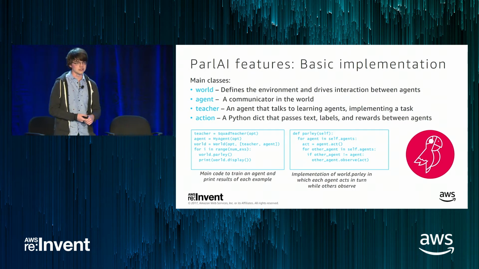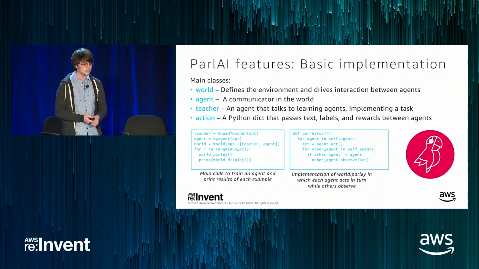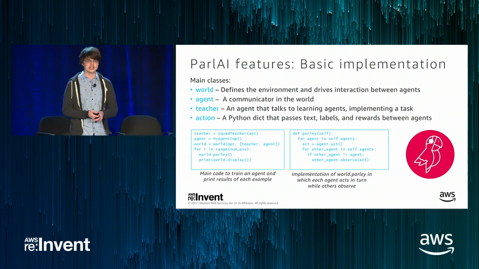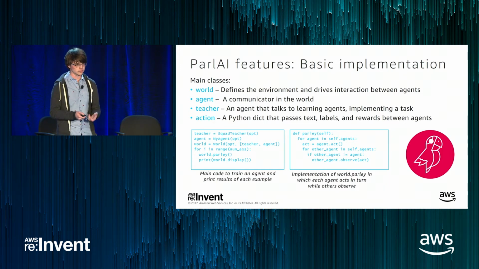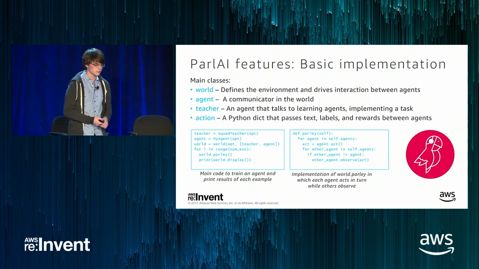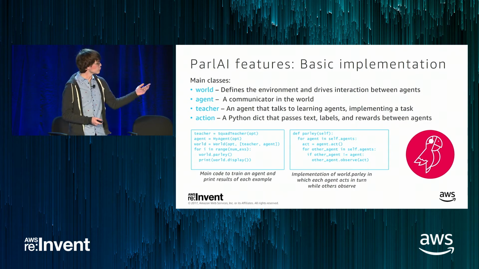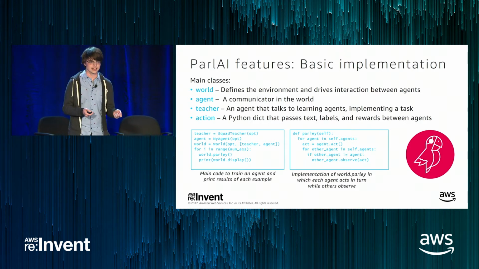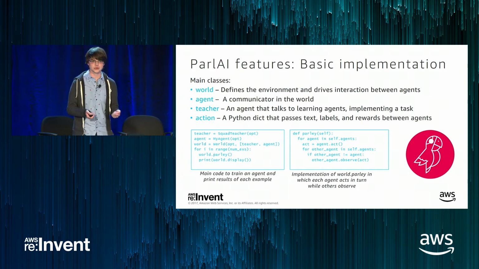As far as the actual implementations that we use, we can have a simple code on the left-hand side, which is just training a model. You instantiate your teacher and the agent that you have worked on, and then you put them in a world and you have the world parlay. And every single time the world parlays, it takes an example, it tries to teach it to the agent, and then it tells you how it does. We also have some code for the most simple kind of parlay which you could want, which is each of the agents acts and listens to everyone else's action. And that's just kind of like a round-robin conversation between your dialogue agents.